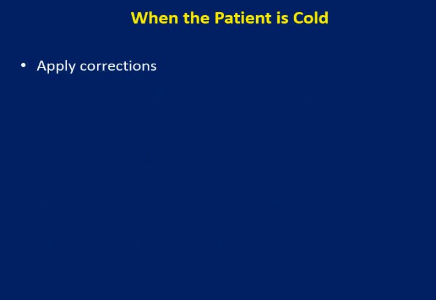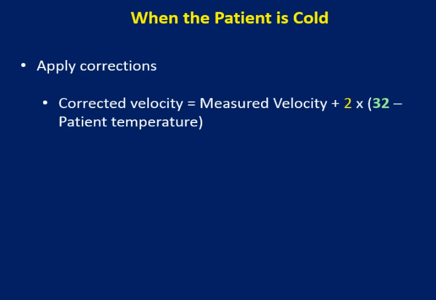The second approach is to use temperature corrections. Here is an example. Corrected velocity is equal to measured velocity plus 2 times the difference between 32 degrees centigrade and patient temperature. The correction factor in this example is 2 meters per second per degree centigrade. The desired temperature for velocity measurements is 32 degrees centigrade.